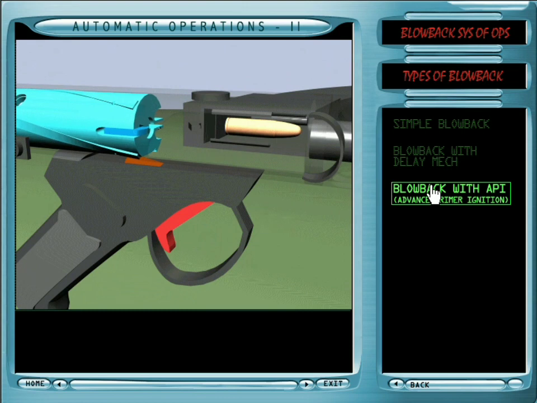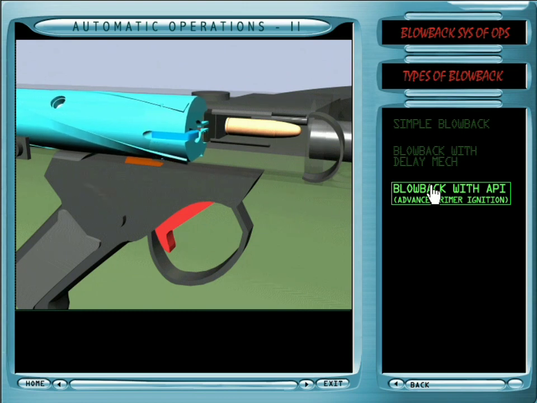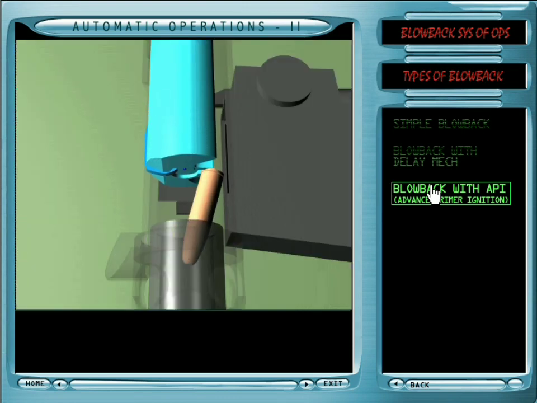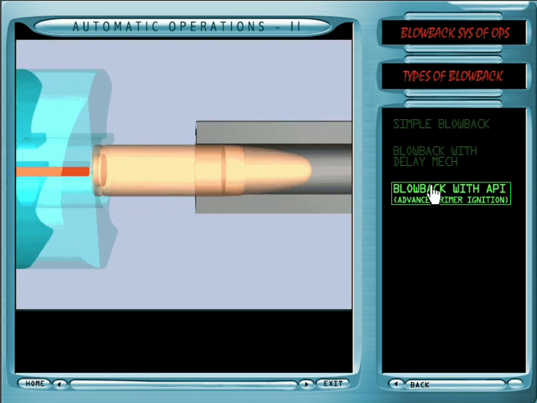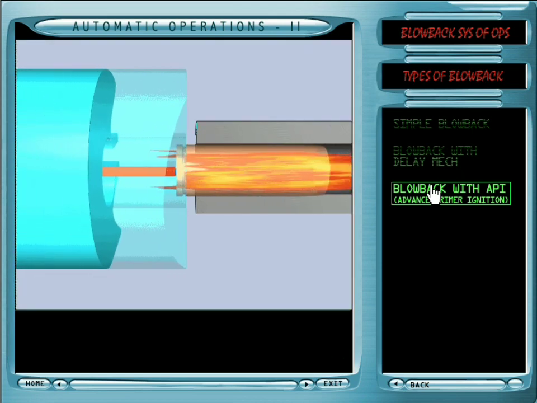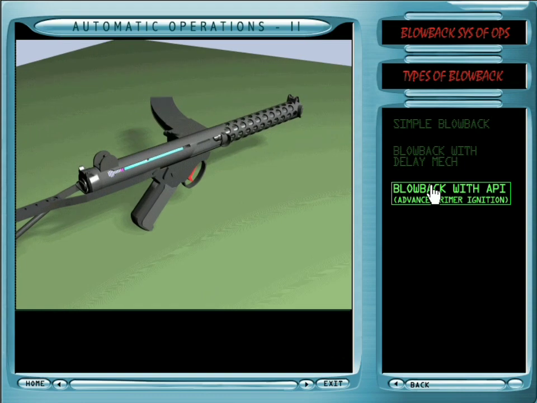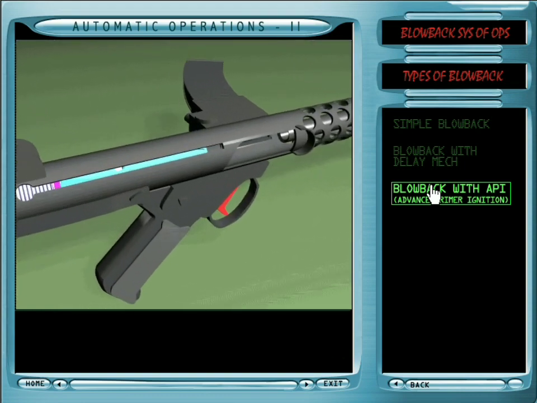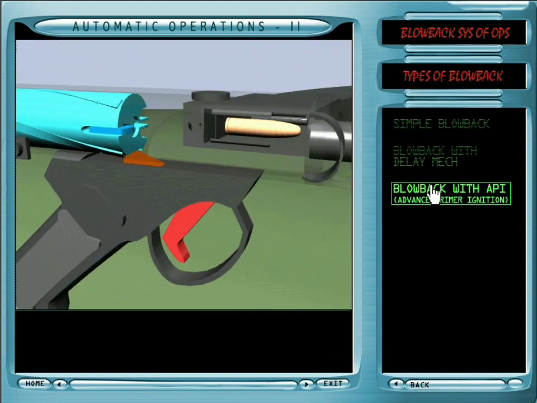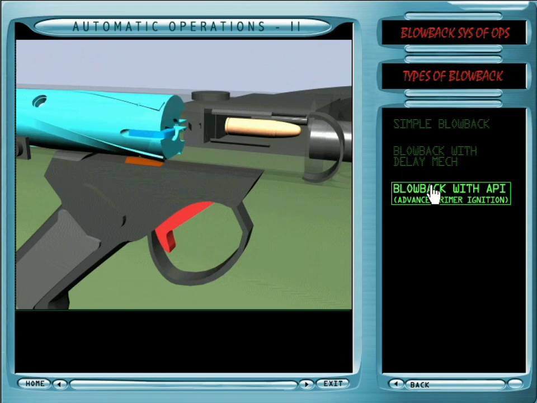Approximately 50% of breech block energy is used to stop forward motion of the breech block and the rest 50% is used to push it back. Therefore, by using blowback with API alone, we can reduce the weight of the breech block by half. An example of the same is the 9mm submachine carbine.